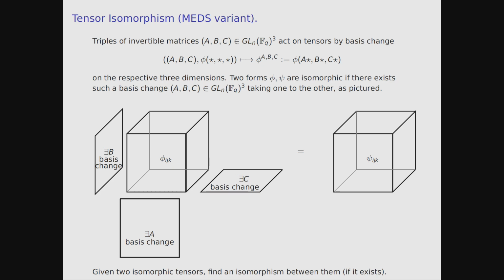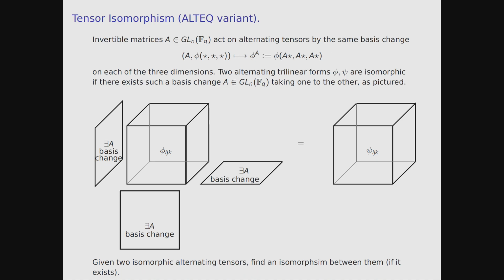And so two tensors are said to be isomorphic if there exists a basis change that takes one to the other. So in terms of these pictures, the way to think about it is that if there's an input that comes in, it goes through this matrix, and then it goes to the tensor. That's it. OK? And the second action is the one that's behind Altec.